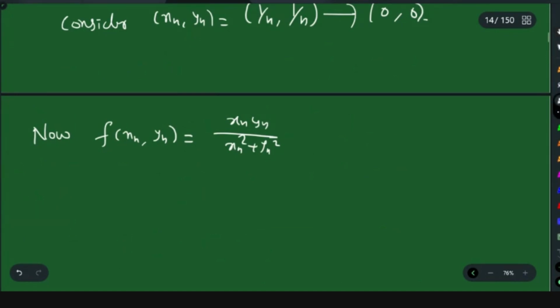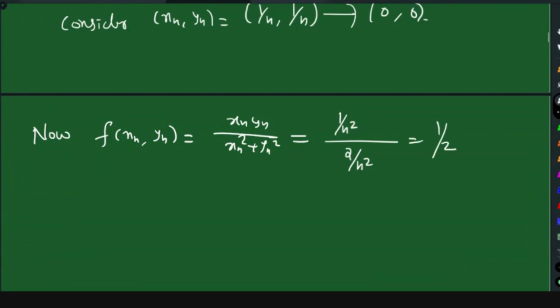So what you will get is 1/n square in the numerator. In the denominator you will get 1/n square plus 1/n square, that is 2/n square. So n square will cancel, and it will be 1/2. But what is f(0,0)? f(0,0) is 0, right?